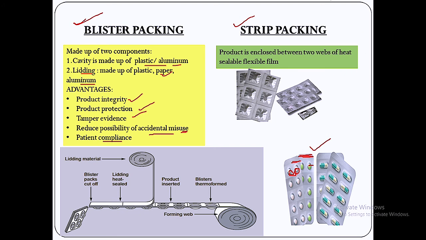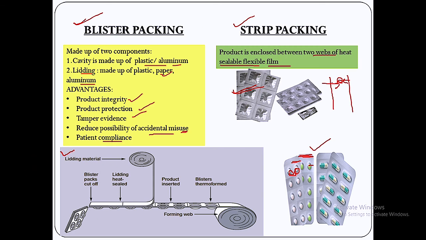But if we look into strip packaging, there's not a hard type of lidding. There's nothing called lidding in your strip packaging, and the product is enclosed between two webs of heat sealable flexible films. You have one film, your material is here, and you seal both together, and this type of packaging is called strip packaging. It is quite flexible because it is easily moldable, but at the same time there is a high chance of damaging your product, and that's why blister packaging is a bit more expensive compared to strip packing.